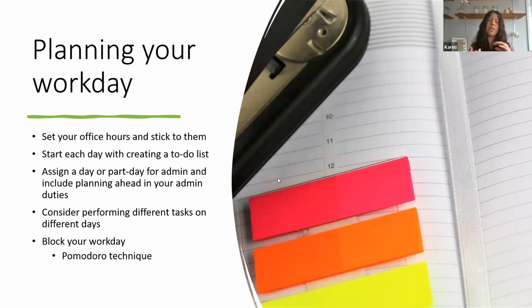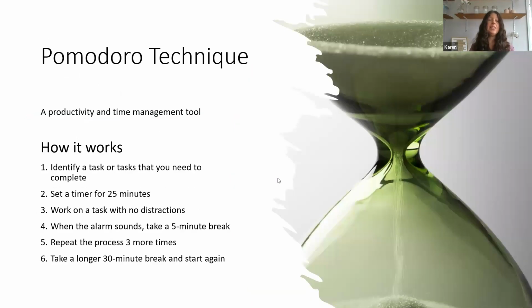When it then comes to the actual work of the day, maybe consider blocking your work day. And one method that works really well here is the Pomodoro technique. So this is a productivity and time management tool. You start by identifying a task or tasks that you need to complete. And of course, this is where your daily to-do list comes in.